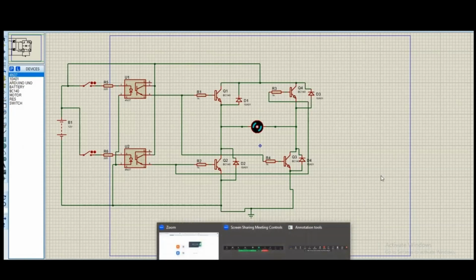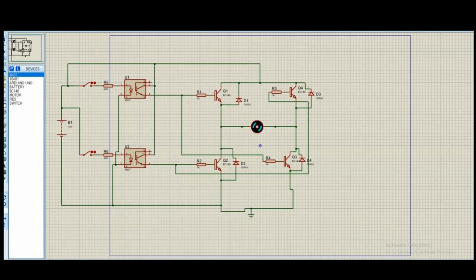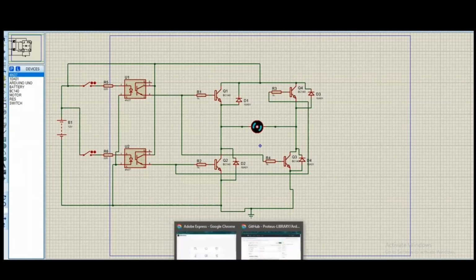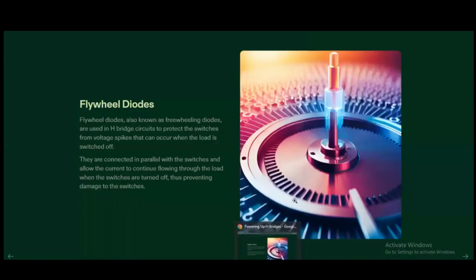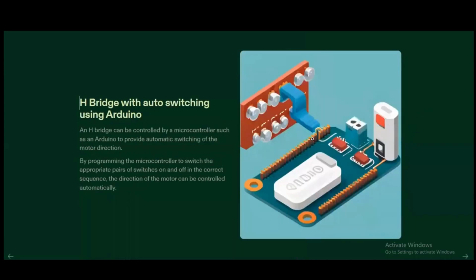Moving further, in this given circuit we are switching these switches manually by hand. But can we also make them automatic, like an automated H bridge? We can also call it an automated H bridge. For this purpose, we have to use a microcontroller named Arduino.